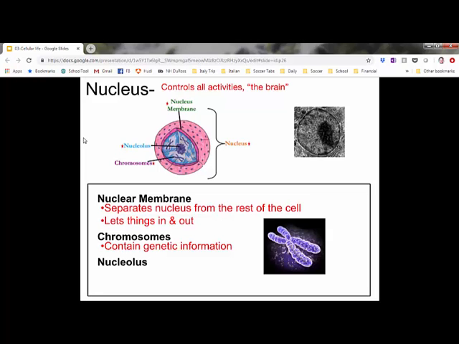And then inside of the nucleus, there's also this area that's a darker color often. It's called the nucleolus. That means little nucleus. And the nucleolus makes another organelle called the ribosome, which we'll talk about.